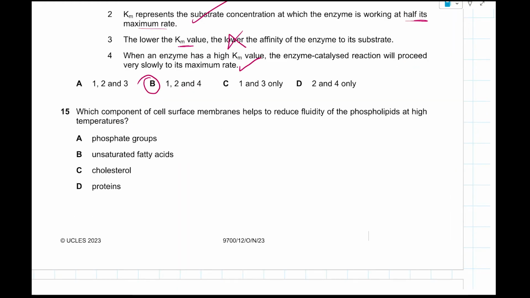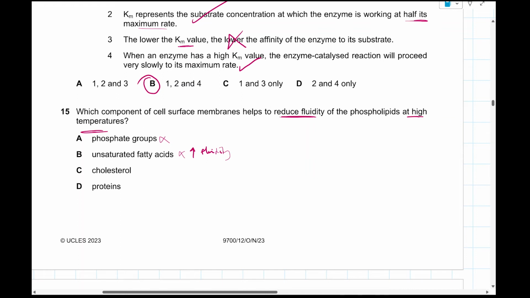Question number 15. Which component of cell surface membranes help to reduce fluidity of the phospholipids at high temperatures? So, reduce fluidity at high temperatures. Let's see the suggestions that we have here. A. Phosphate groups. This is not the case here. For B. Unsaturated fatty acids. So, this is actually incorrect because it increases the fluidity.